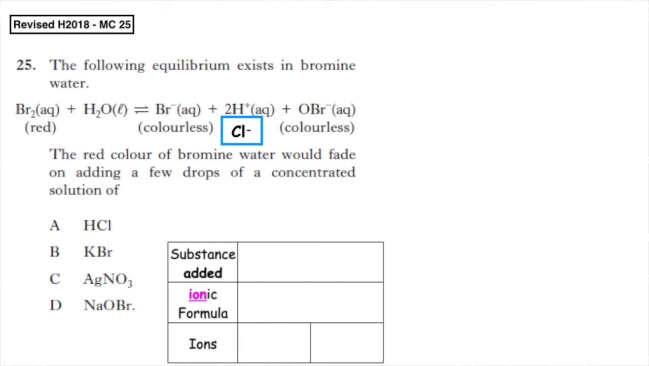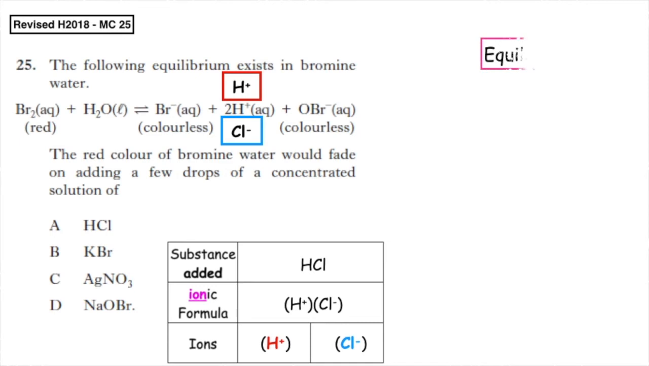So let's take hydrochloric acid. We'll write down the ionic formula, which means we end up with H plus and Cl minus ions. I have H plus ions which are found in my equilibrium, so I'd be adding to the product side, which changes the concentration. They're no longer constant. So this would push the equilibrium to the left.